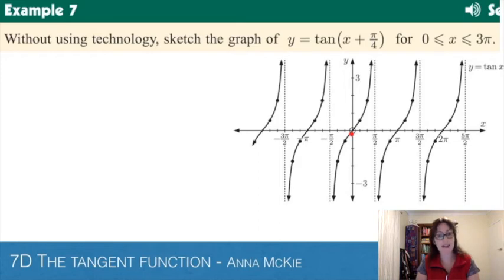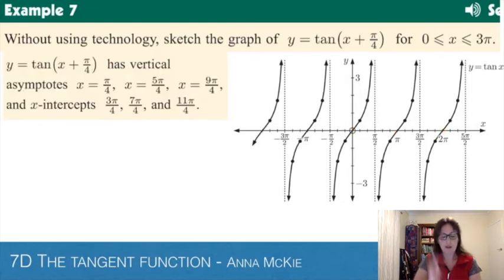And thinking about where the x-intercepts are, there's one x-intercept per period, and the first one's at 0, the next one's at pi, the next one's at 2 pi. For tan of x plus pi on 4, our vertical asymptotes are going to be at pi on 4, 5 pi on 4, and 9 pi on 4.